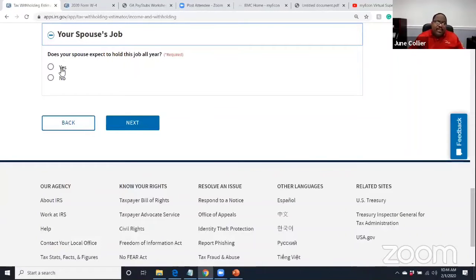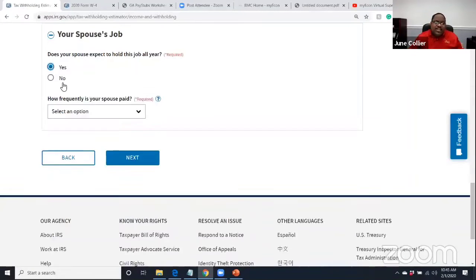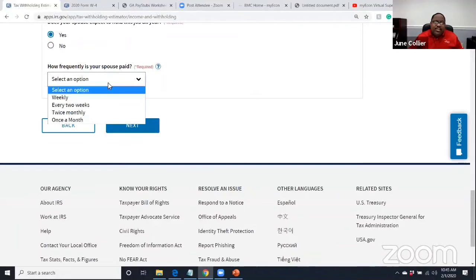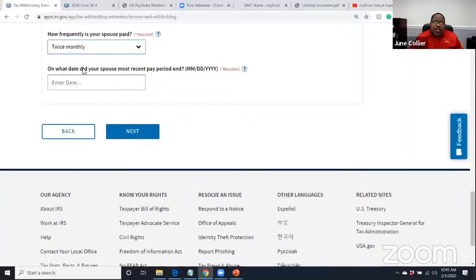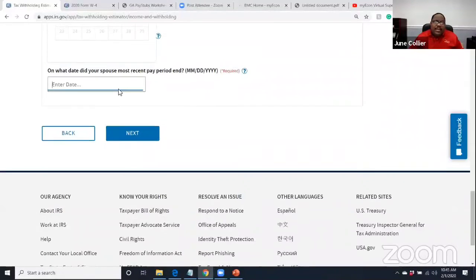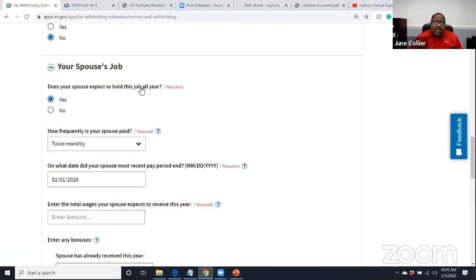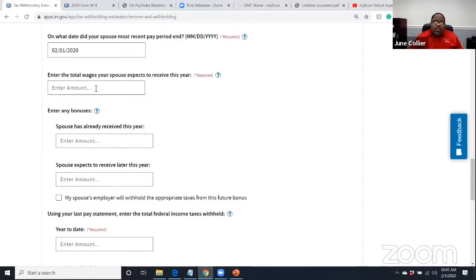Does your spouse expect to hold this job all year? The answer is yes. How frequently is your spouse paid? She is also paid twice a month. On what date did your spouse's most recent pay period end? We're going to enter February 1st here. Enter the total wages your spouse expects to receive this year. We know that she expects to receive $60,000, so we're going to enter $60,000 in this box.